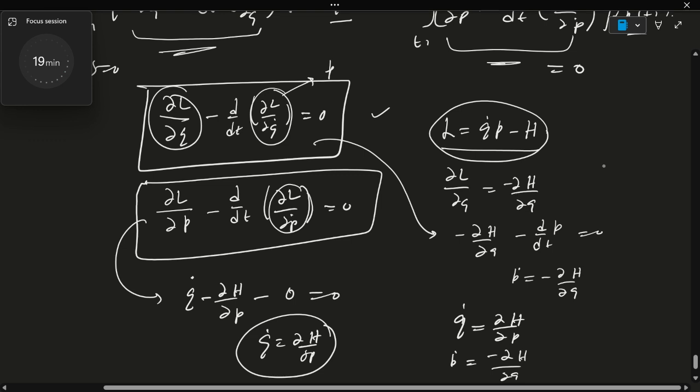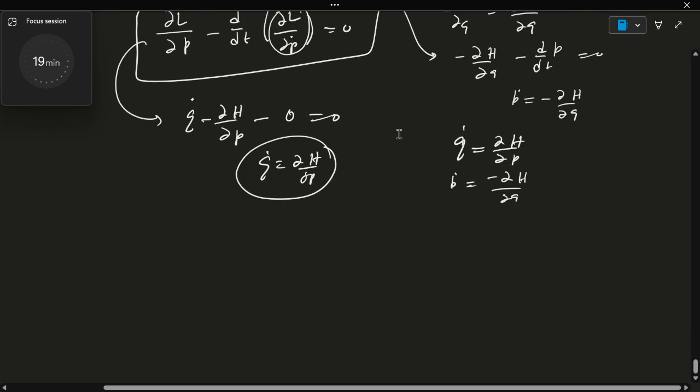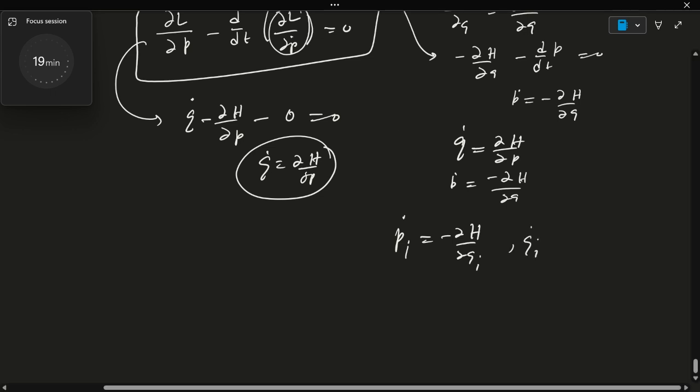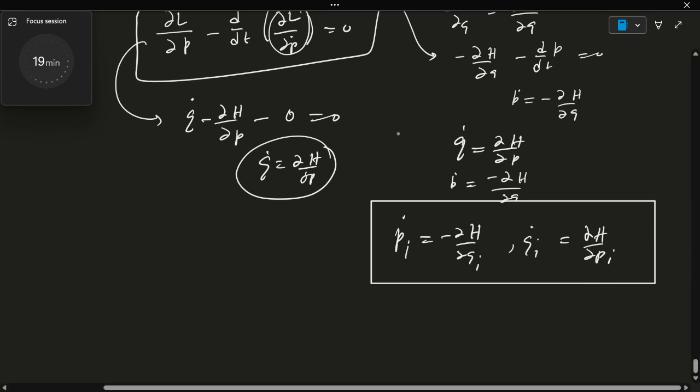I have considered here only one generalized coordinate and one momentum. If I go for the whole system, there are many coordinates, I mean generalized coordinates and generalized momenta, then you get ṗi equal to minus ∂H/∂qi, and you get q̇i equals ∂H/∂pi. And these are the Hamilton's equations of motion, and you are getting this from the variational principle. That's all.